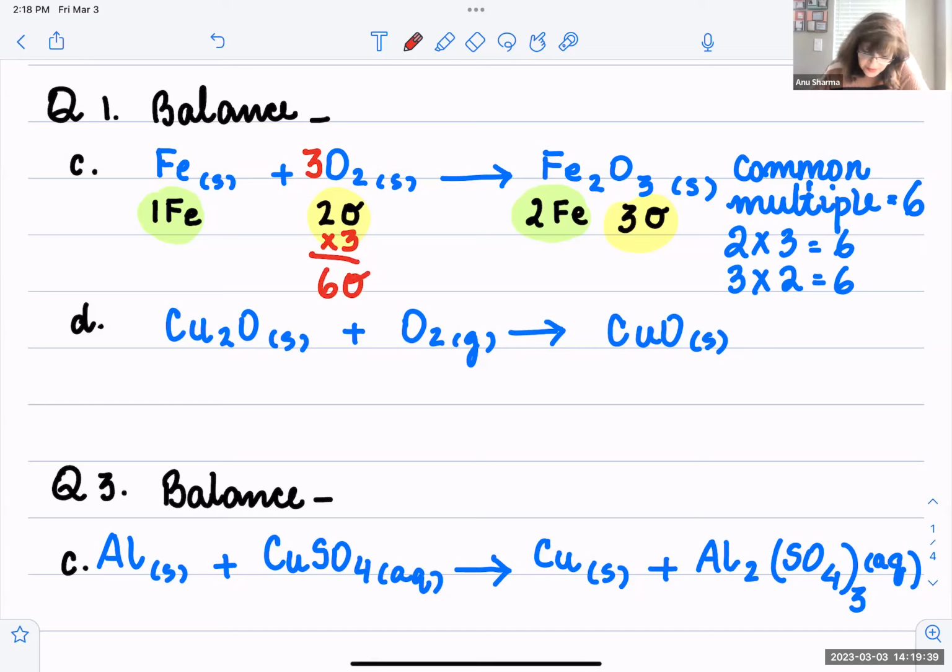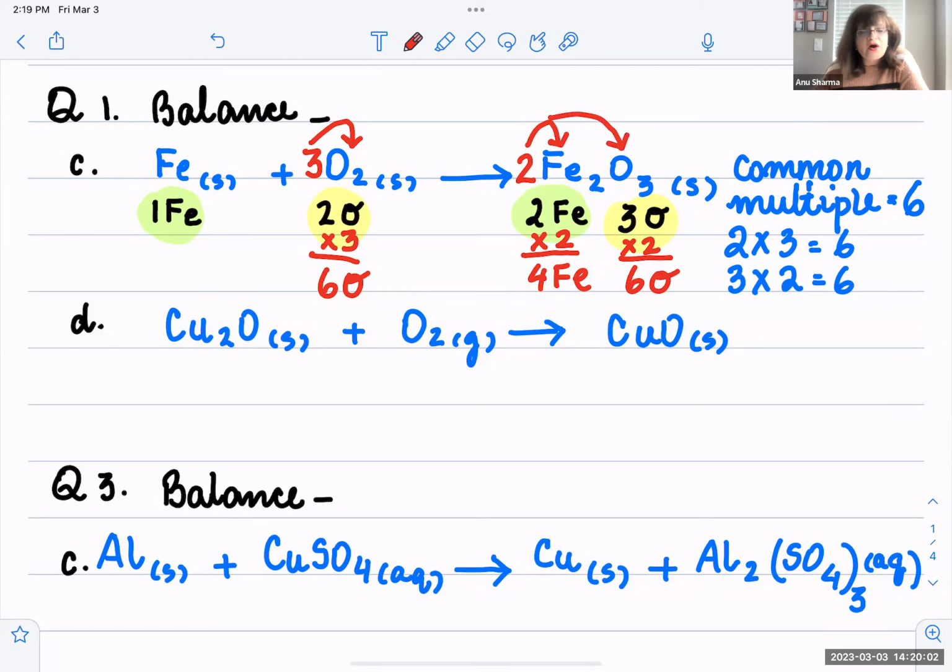Okay, now you can put 2 here, and that 2 applies to iron, and that 2 applies to oxygen. So this is how you will get 4 irons, and now you have 6 oxygens. Okay, so remember that this 3 is a coefficient. This coefficient applies to every single atom. So here 2 applies to iron and 2 applies to oxygen. But remember that the 3 only applies to oxygen, and the 2 only applies to iron.